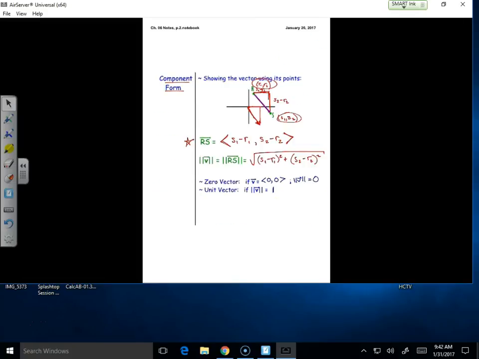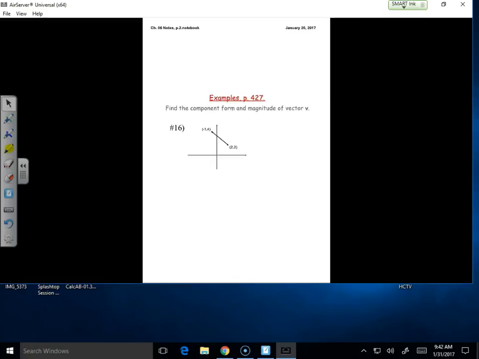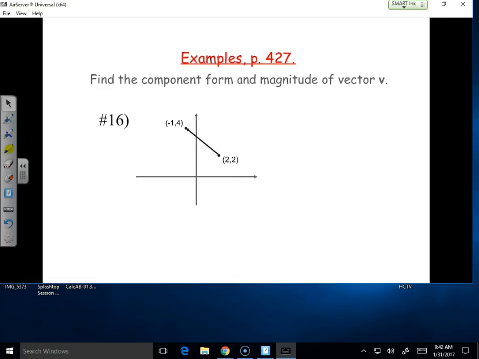Let's go check out an example with these components. So how would we take this vector? Do you guys see the arrow? It's kind of small. Where is it?